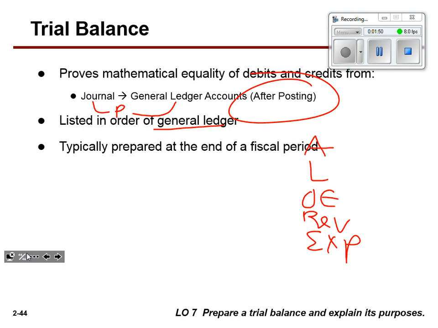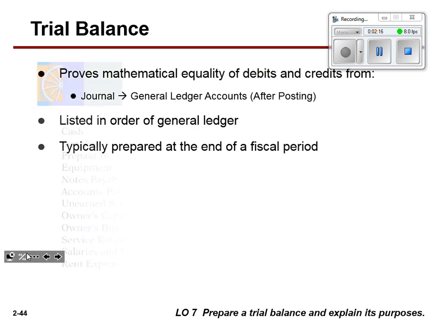When will an accountant or a financial department create a trial balance? At the end of a fiscal period. Now, fiscal periods might be monthly, they might be quarterly, they might be annually. Our book tends to do them all monthly. In the real world, they're probably quarterly, meaning 1, 2, 3 months go by, that's 1 quarter. Another 3 months go by, that's quarter 2, 3, and 4.